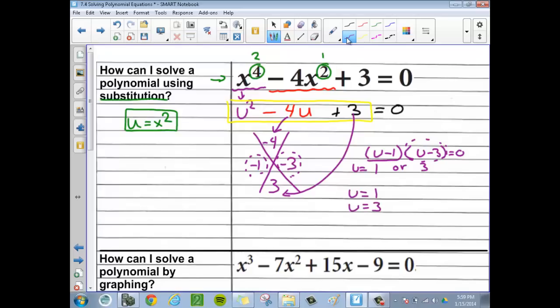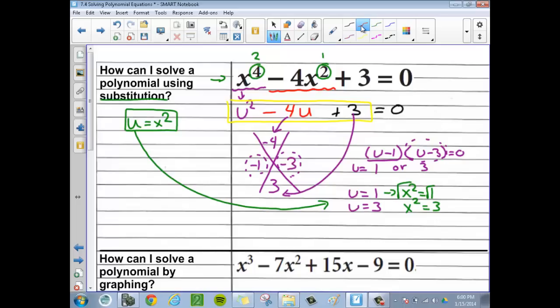But remember what we did at the beginning. At the beginning we said u is really equal to x squared, right? So really what we have is x squared is equal to 1, and x squared is equal to 3. So have we solved for x yet? No, we have another step we have to do. We have to take the square root of both sides. When we do that, what do we get?